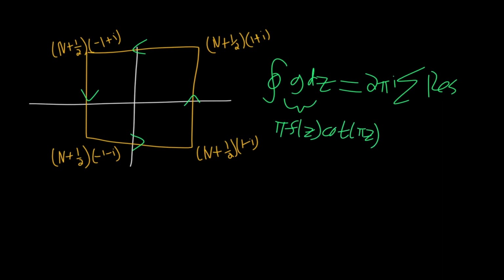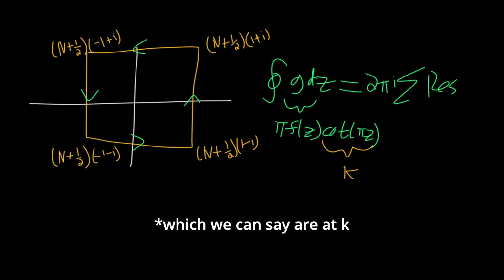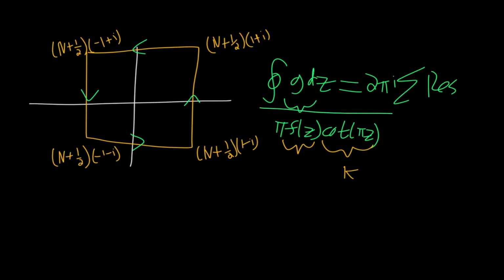And based on this definition, we see that we have two sets of residues, really. We have the set of residues from our cotangent, which is just every integer, which we can just call k maybe. And then we also have our set of poles from f, which are unspecified. So based on this, we can rewrite this right here, this part where we use the residue theorem. We can rewrite this as follows.